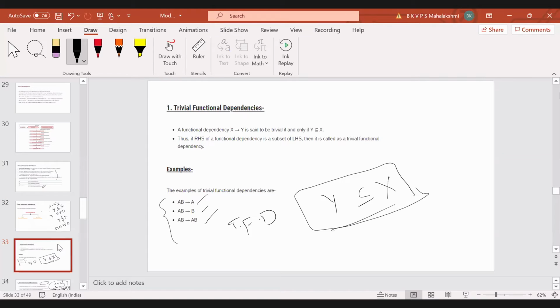And these are the examples. In these examples, you can say that A is a subset of AB, B is a subset of AB, and AB is equal to AB. So it's satisfying the trivial functional dependency property. So this will come under the TFD.